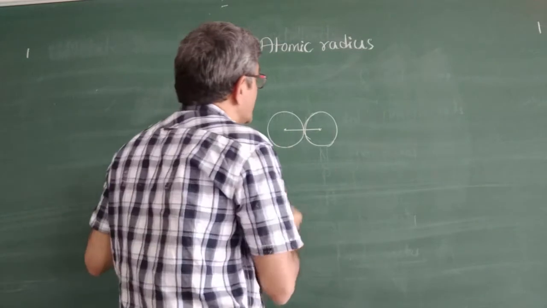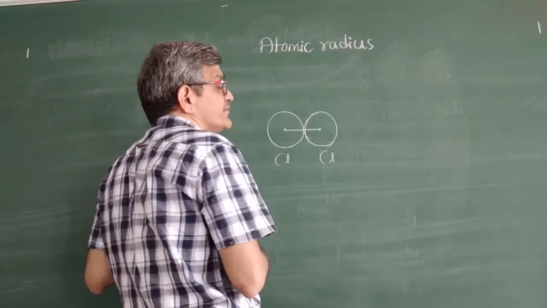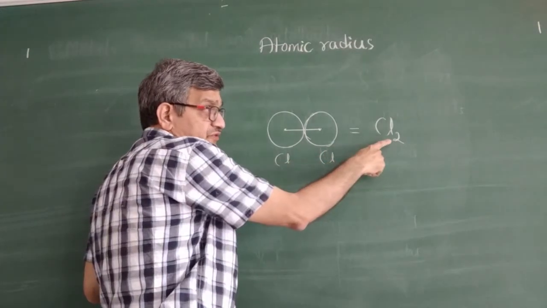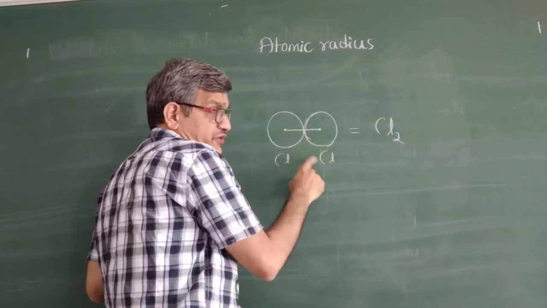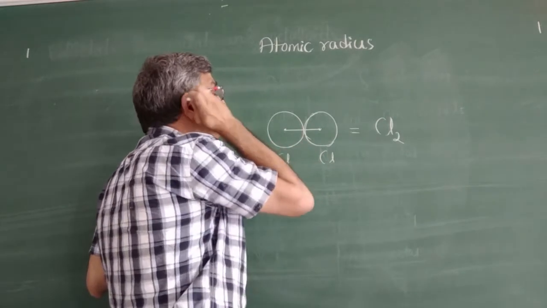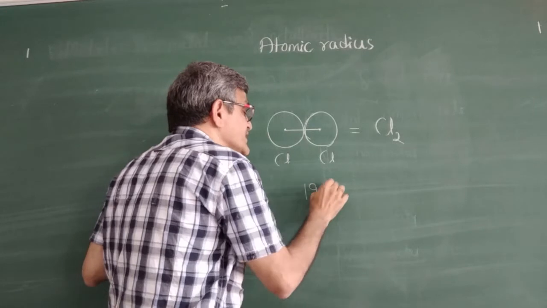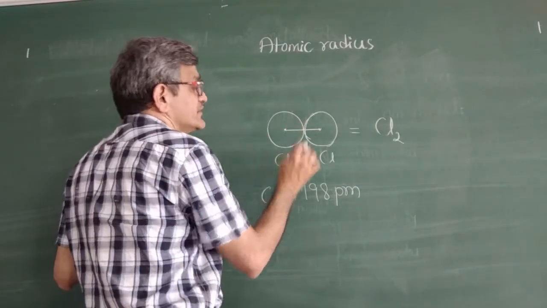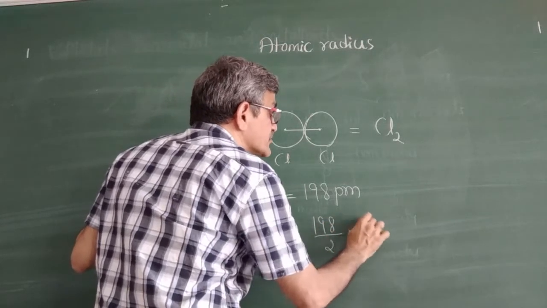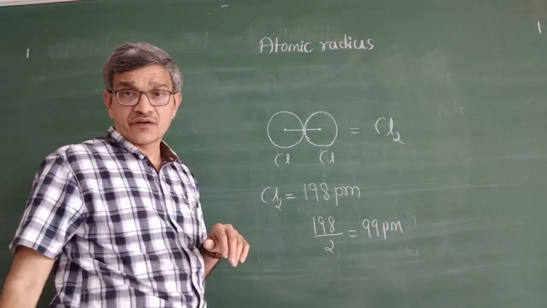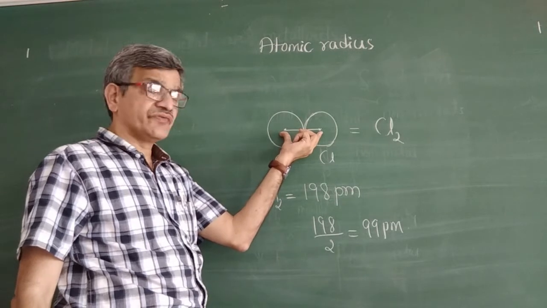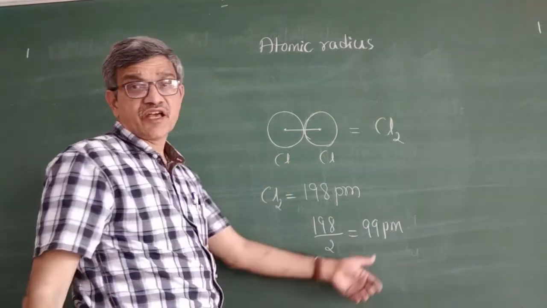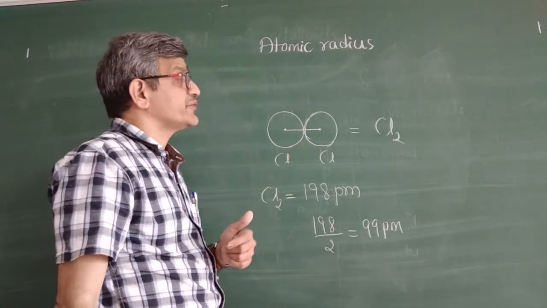For example, if I consider this as one chlorine atom and this as another chlorine atom, they are covalently bonded as Cl2. That's a chlorine molecule. See the difference: this is Cl, the atom, and this is Cl2, the molecule, two chlorines covalently bonded. Now this measurement is found to be 198 picometer for the chlorine molecule. Therefore, what is the radius? That is nothing but 198 divided by 2, which is equal to 99 picometer, half of the distance between the two singly bonded atoms. So the atomic radius of chlorine is 99 picometer. That is how to find the atomic radius.